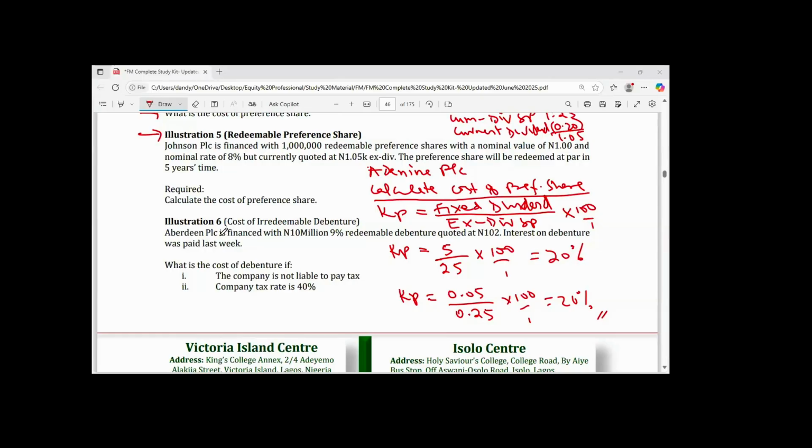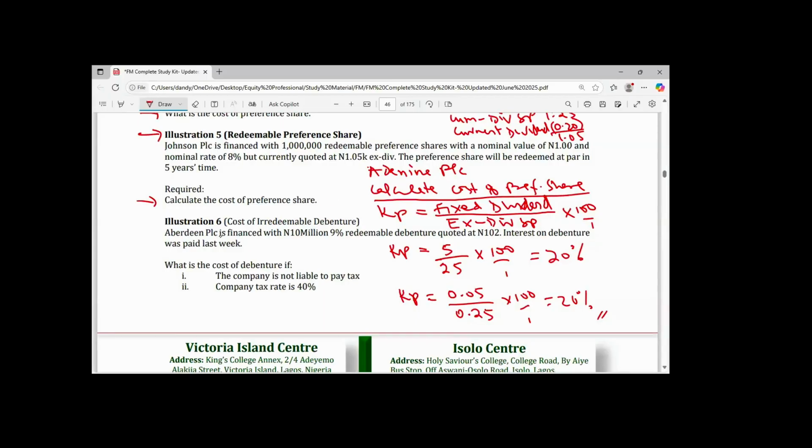So, you are asked to calculate cost of preference share. Examiner did not ask you to calculate cost of redeemable preference share because it is implied in the question. And I mentioned to you that preference share will be redeemable if the redemption date or maturity date is given. That is when the preference share will be redeemed in the future. If you are told when the preference share will be redeemed, then in that case, it should be redeemable preference share. But if you are not given the redemption date, you are going to compute it as cost of irredeemable preference share. So let's solve this.